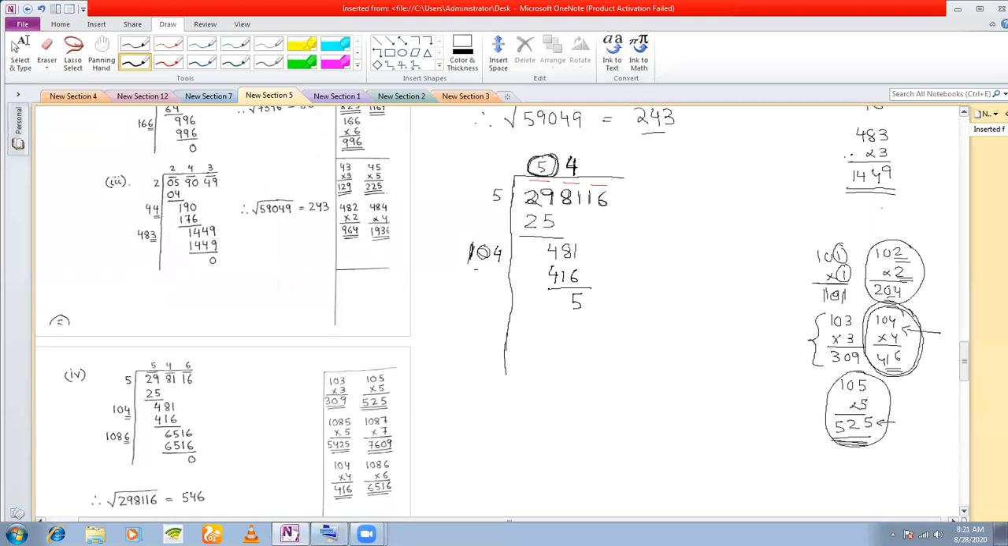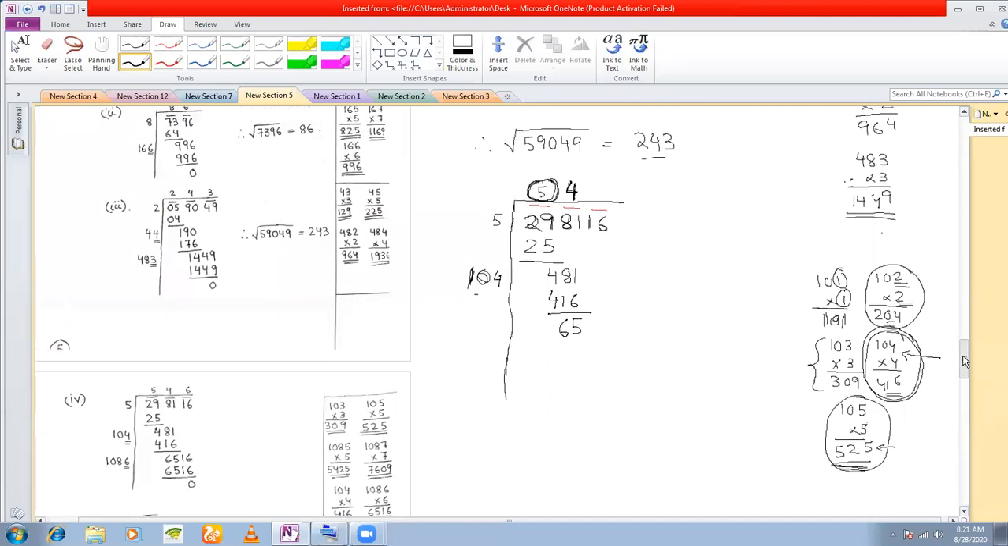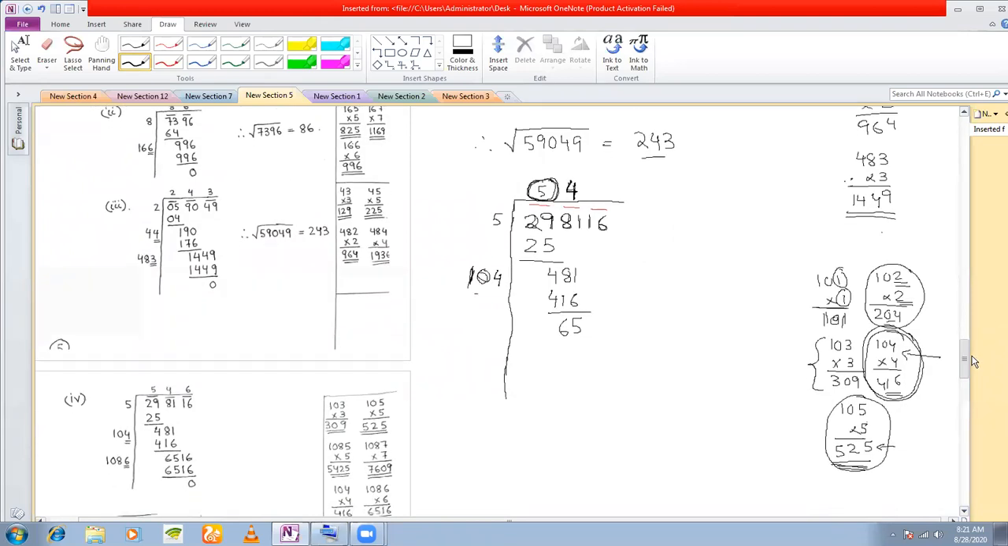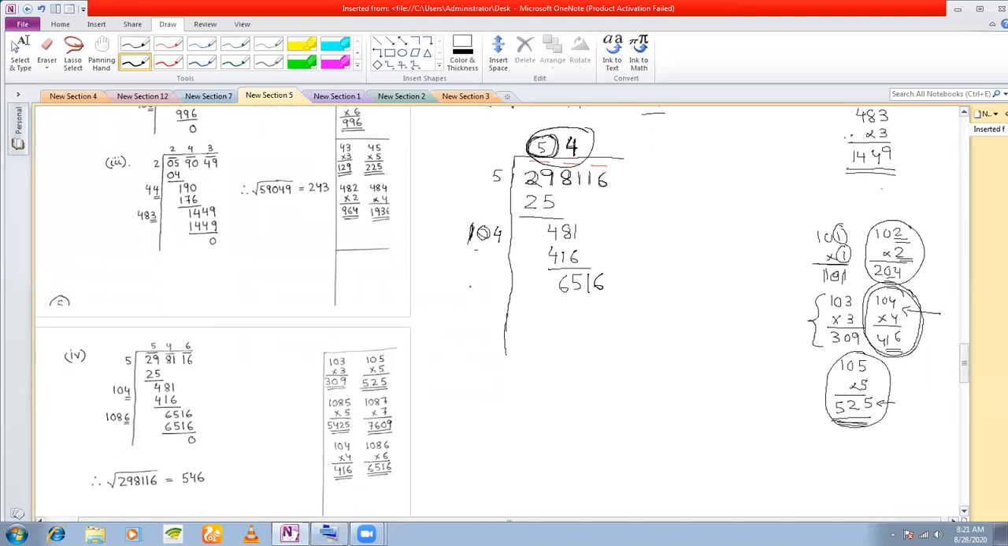You understood this part? Okay, so you get 65. Now we bring down the third pair, 16. And now you double 54. So you double 54 to get 108. Now you want to place a digit here. Again, which digit are we going to place?